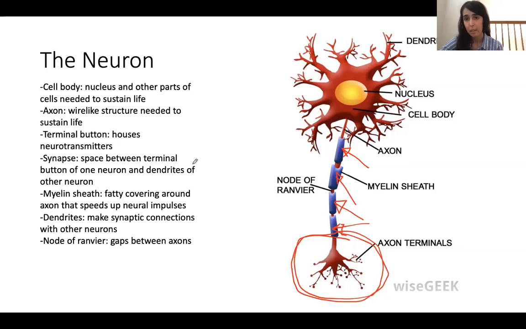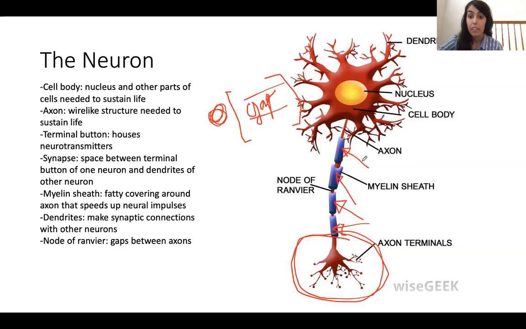We also have the synapse. The synapse of the cell is a gap between one neuron and the dendrites of another neuron. So the synapse would be, you see the dendrites here. If I was to draw another neuron here, this gap is the synapse. This is the synapse.